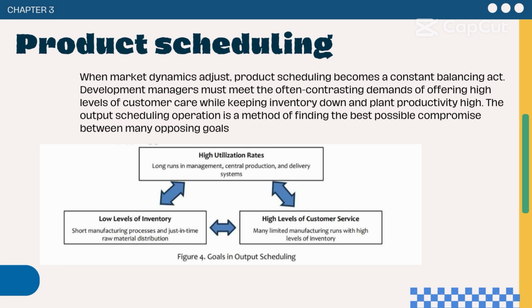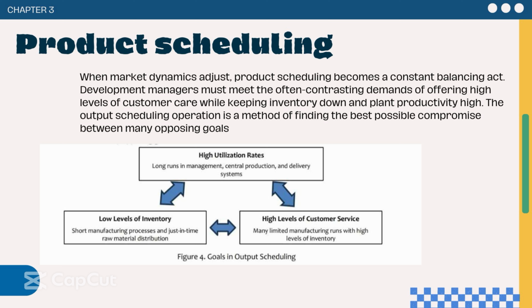The second is high levels of customer service. Providing excellent customer service often requires having sufficient products available to meet demand. This can necessitate higher inventory levels and shorter, more frequent manufacturing runs to ensure product availability.